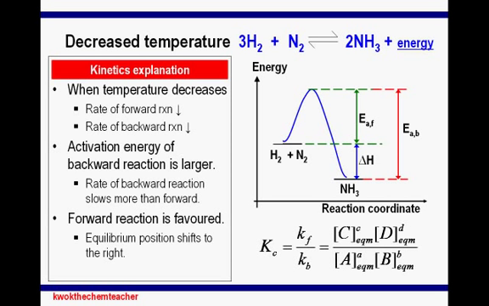As you could remember, the equilibrium constant is actually the ratio of the rate constant of the forward reaction to the rate constant of the backward reaction. When we decrease the temperature, both forward and backward reaction rates will decrease, but the forward reaction will decrease less than the backward reaction. As a result, the rate constant of the forward reaction will decrease by a smaller amount as compared to the rate constant of the backward reaction. This will result in the equilibrium constant increasing.